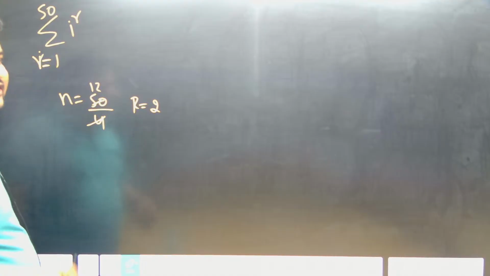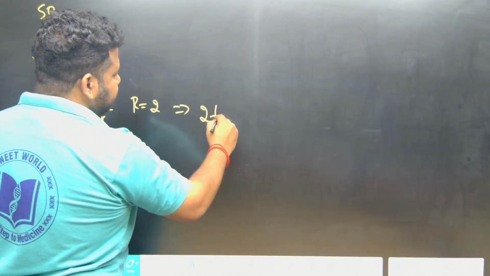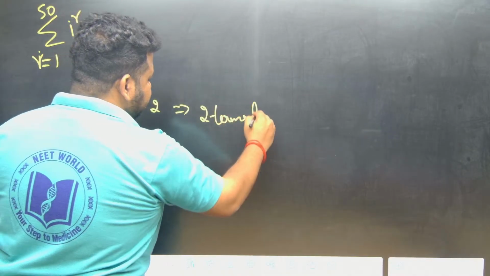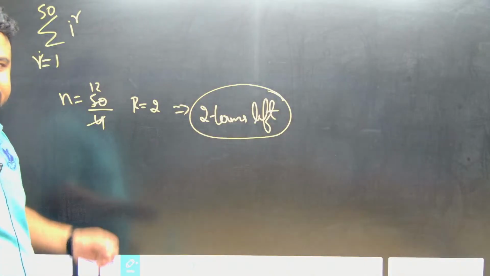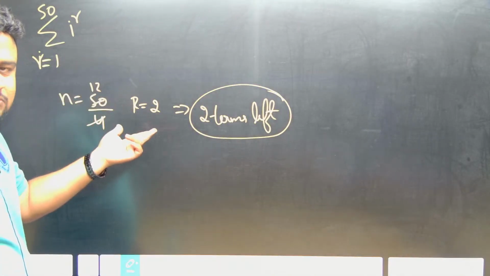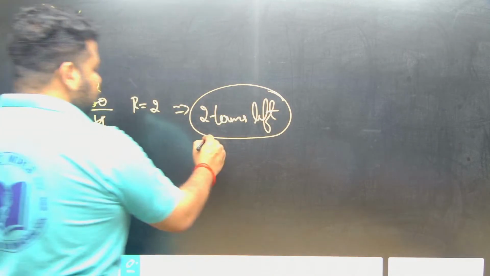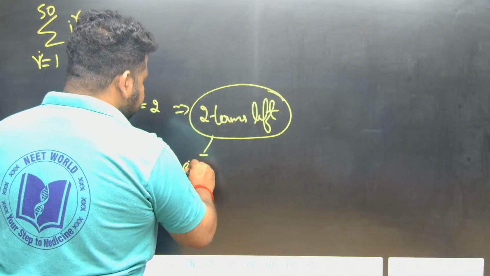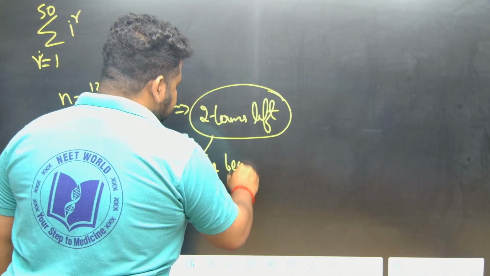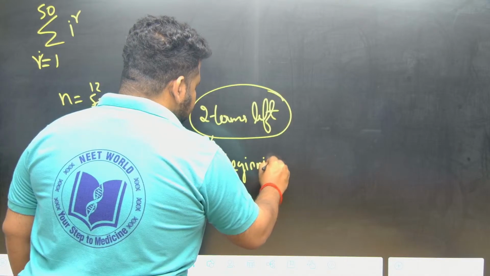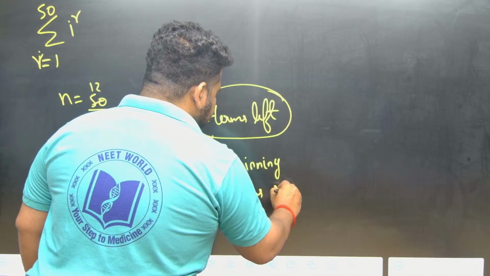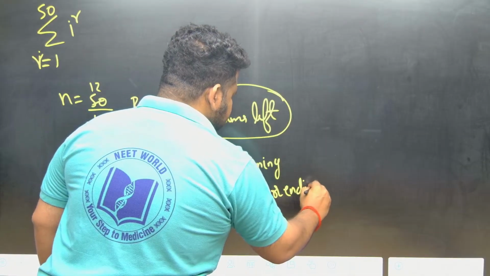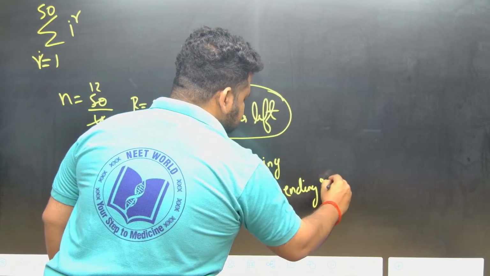So how many terms are left? 2 terms are left. So if you find out the value of these 2 terms, you will get the answer. Which are these 2 terms? These 2 terms can be either the beginning 2 terms or the ending 2 terms.